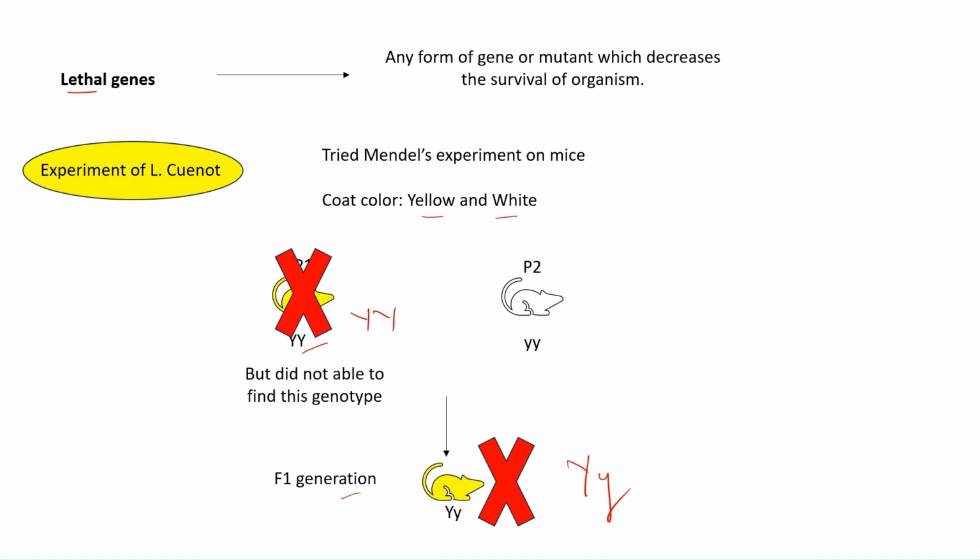Then he thought, let me try to find a mouse of the F1 generation directly, having the genotype capital Y small y. Because until we have the genotype capital Y small y in the F1 generation, we won't get the F2 generation and we will not land up with the phenotypic ratio of 3:1. So to get the phenotypic ratio of 3:1, we need an F1 generation with genotype capital Y small y. But because in nature he was unable to get capital Y capital Y, he tried searching for a mouse having the genotype capital Y small y.